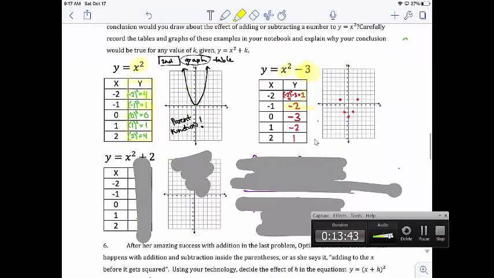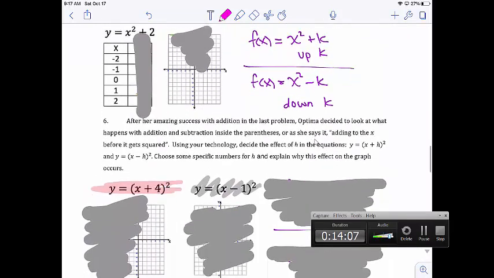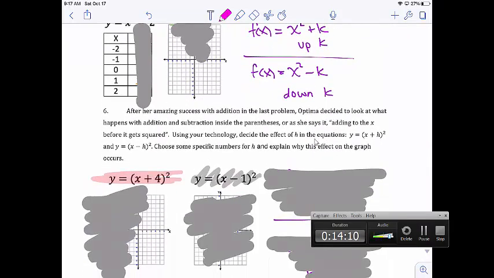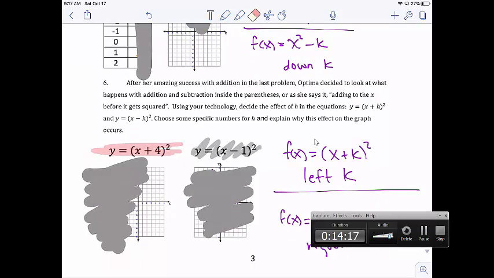Okay. I'm going to let you do this last graph. And then you should be able to fill in some type of simplification, such as if you add k to it, it'll go up k. And if you subtract k to it, it'll go down k. And what I mean by k is we subtracted 3, so it went down 3. You are going to do the same thing with adding on the inside and subtracting on the inside. And you should get a new graph. And you can freeze this and write down the answers.